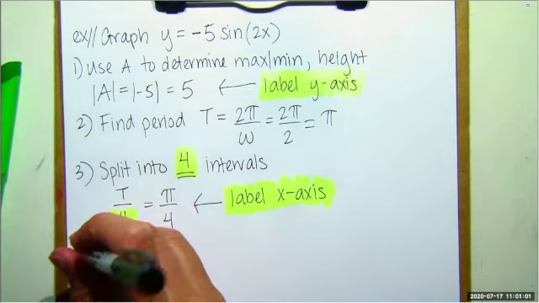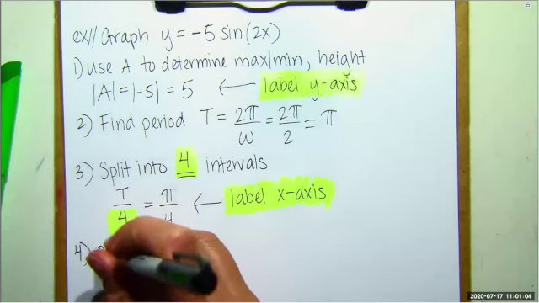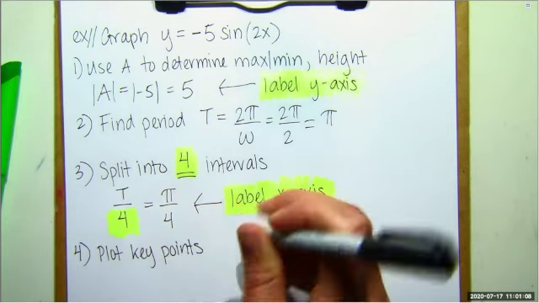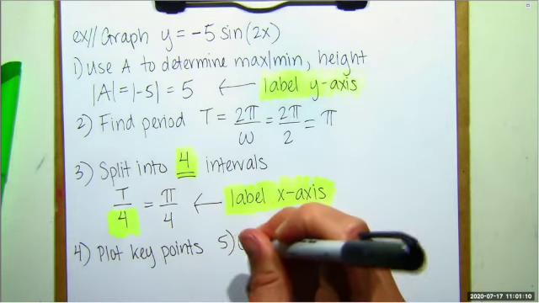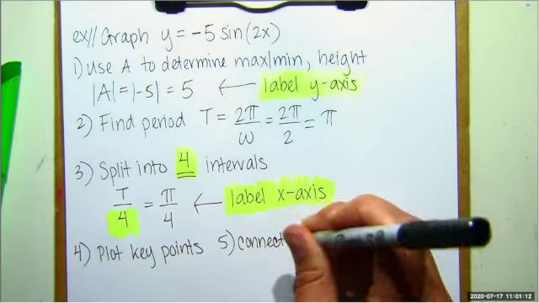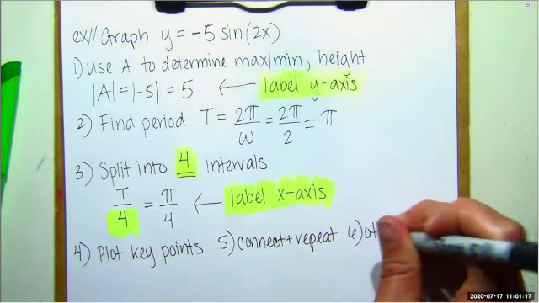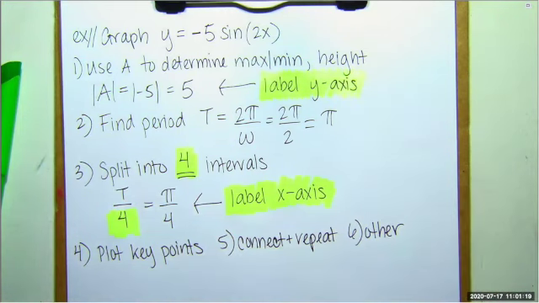Okay, step 4, we'll plot our key points. Step 5, we'll connect and repeat. And step 6, we'll do any other transformations we have. How about this one? Do we have another transformation that I missed?